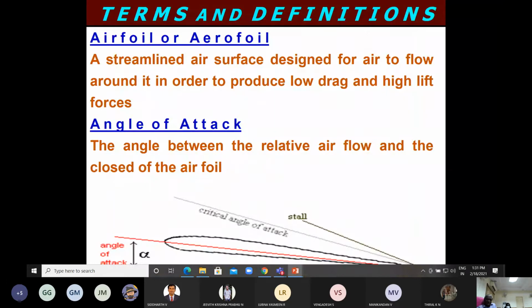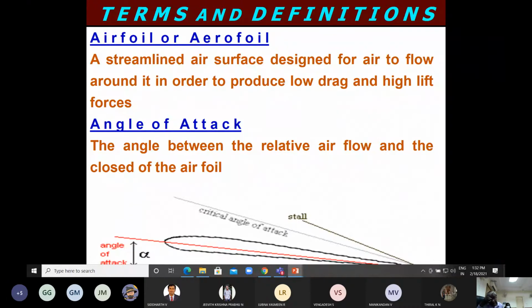Right. And some terminologies in the wind turbine generator. And here you find airfoil. It's also called aerofoil. That is a streamlined surface designed for air to flow around it, in order to produce low drag and high lift. So the wind is flowing around the blade, and it will produce the lift. Of course, there are also drag forces. Actually, we should expect very high lift and very low drag.